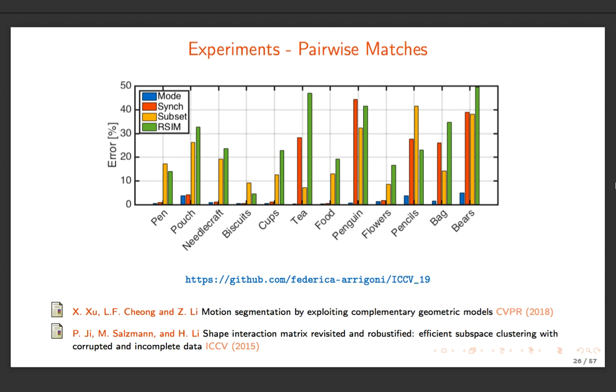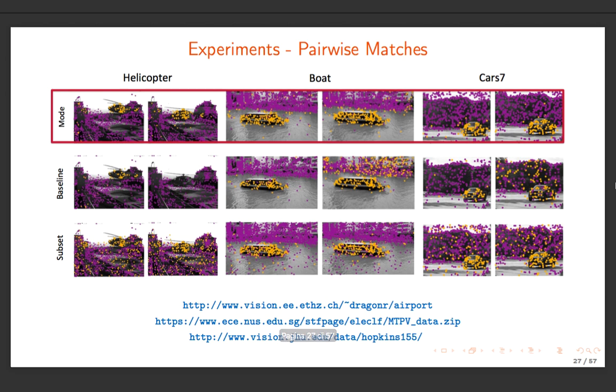For visualization purposes, I also report some qualitative results on sample images from different outdoor datasets, where different colors encode the membership to different motions. We can appreciate the superior accuracy achieved by the local solution on all the sequences.